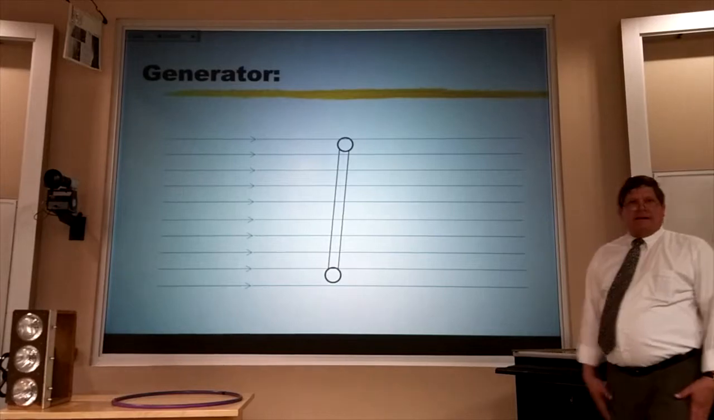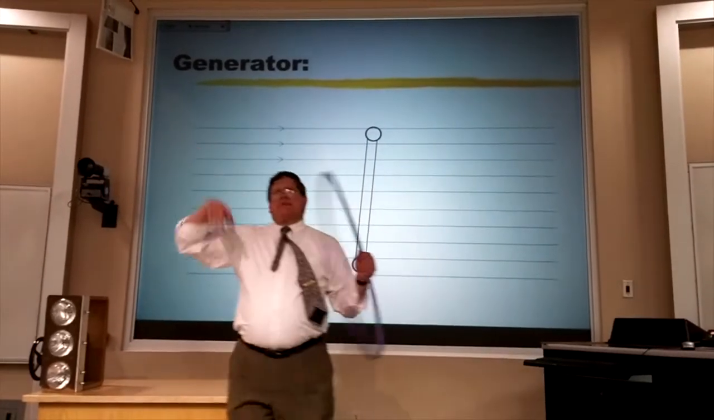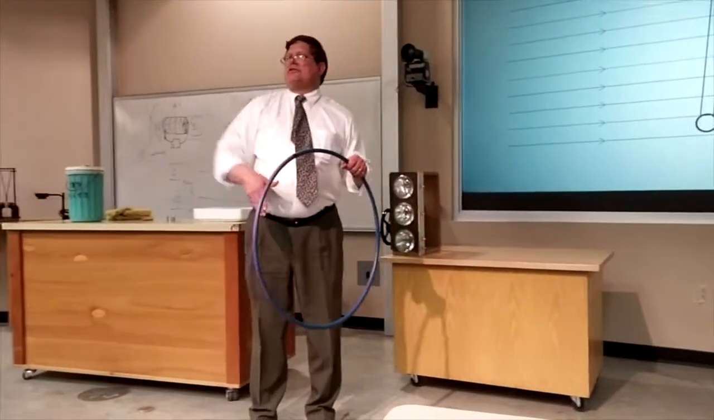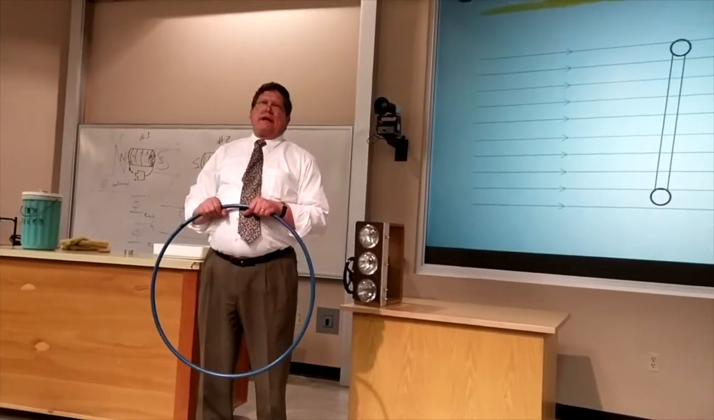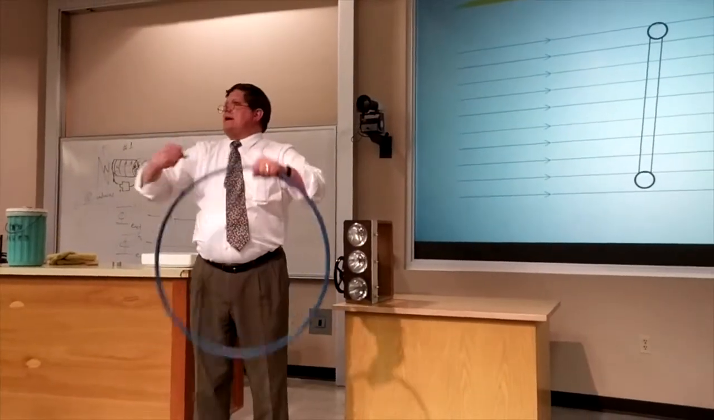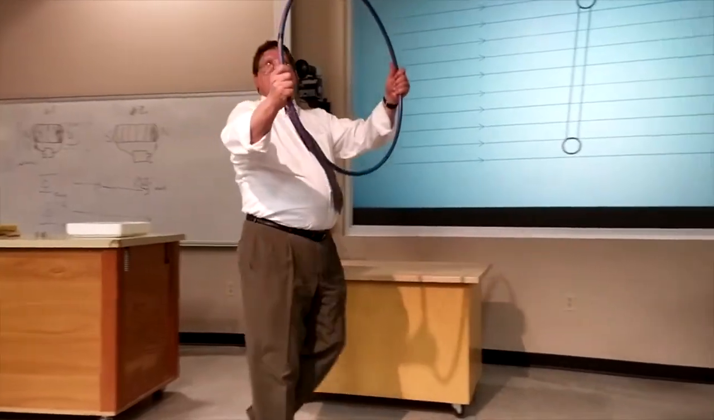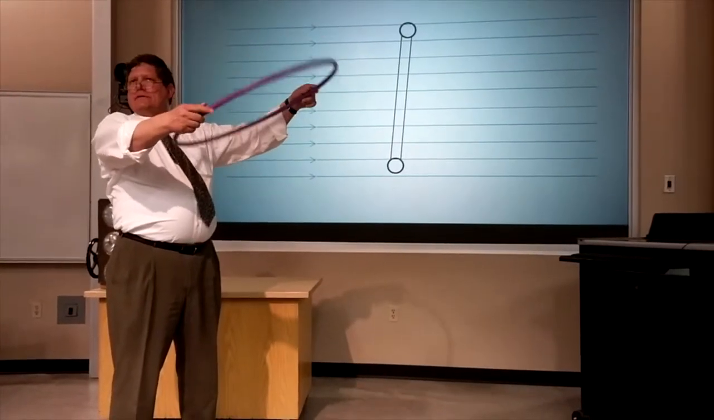Let's talk about generators. This is how we light up the city. We let water spill over the edge of a dam. It falls a far distance, gaining a lot of kinetic energy, and then we use that kinetic energy to turn turbines at the bottom. Those turbines are used to turn coils in a magnetic field.